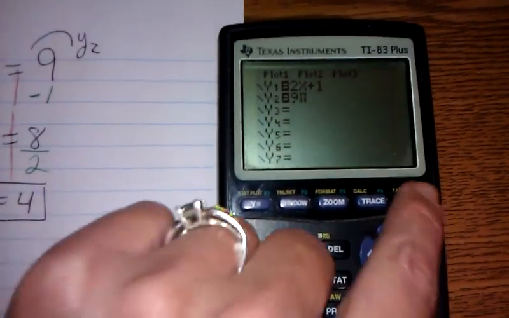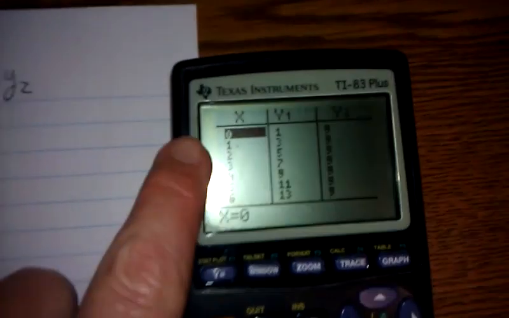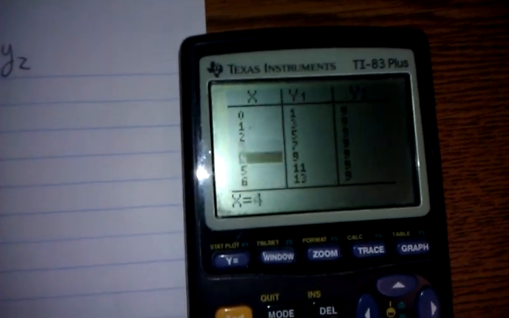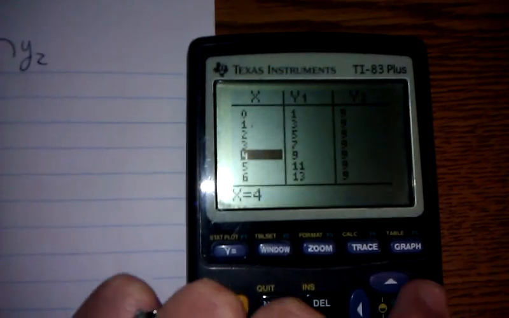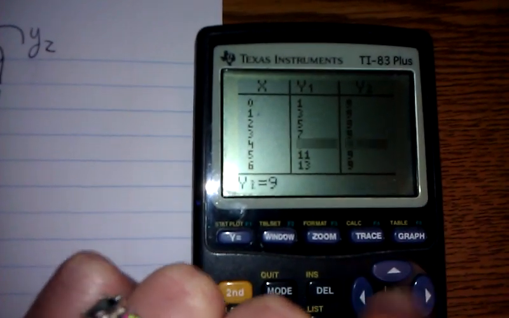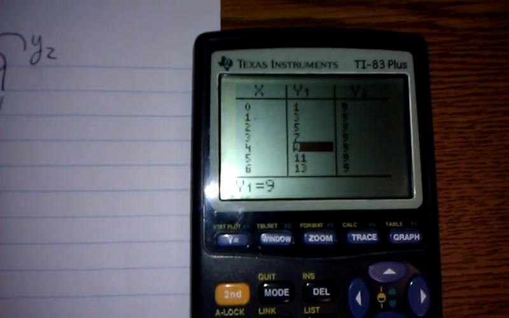Now you're going to press second graph. I think the answer is 4. So if I go down here, I'm going to look where x is 4. I'm going to go look and see. And if y1 and y2 are the same numbers, then that means I did it correct.